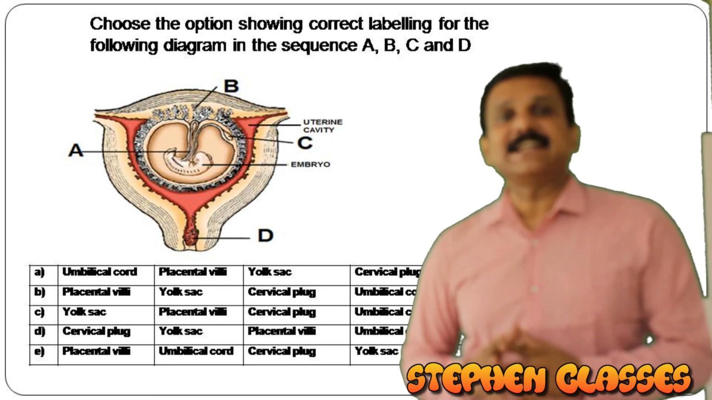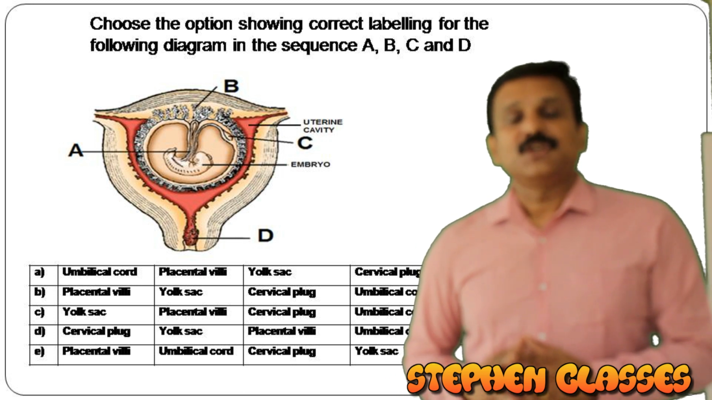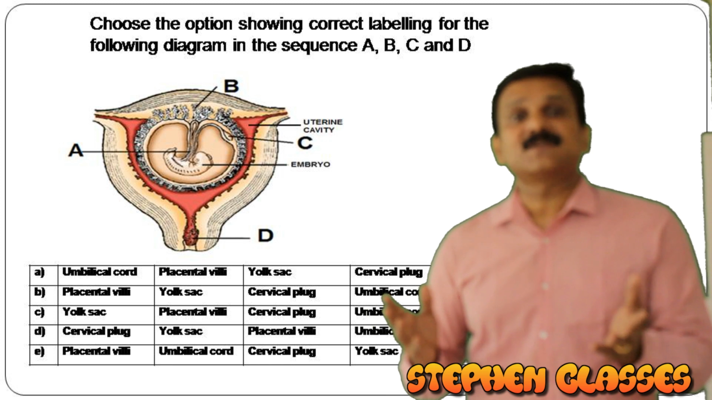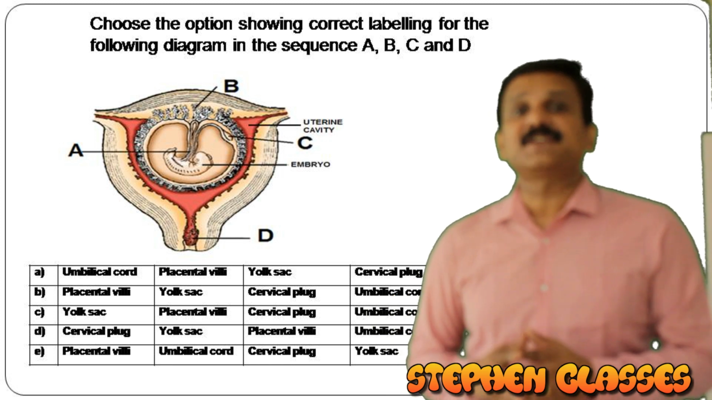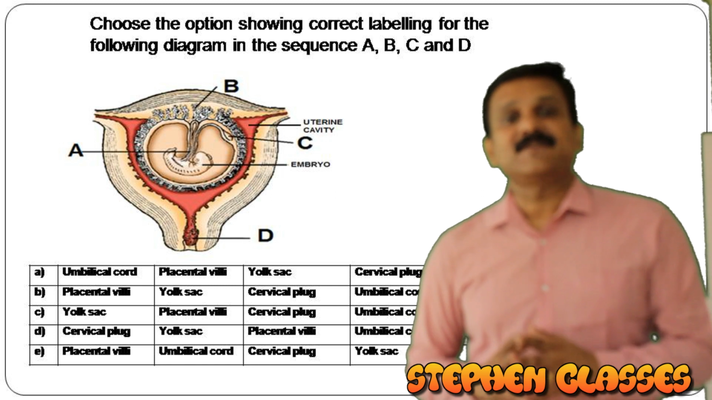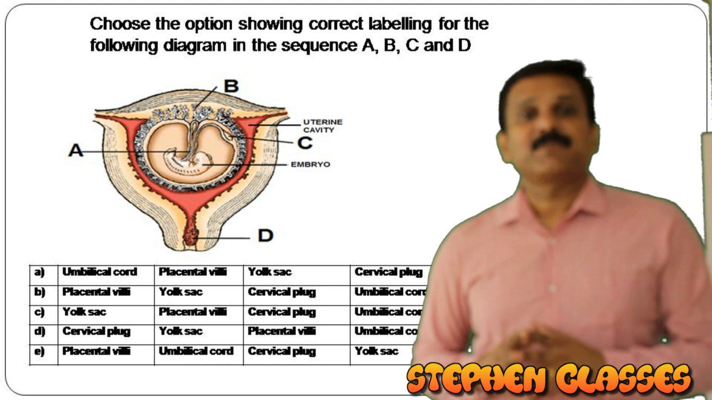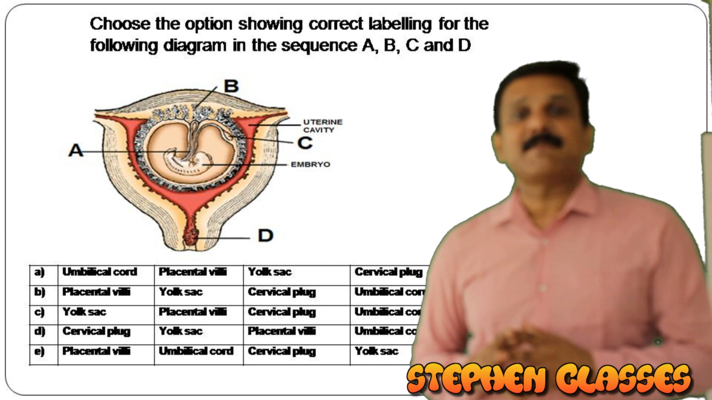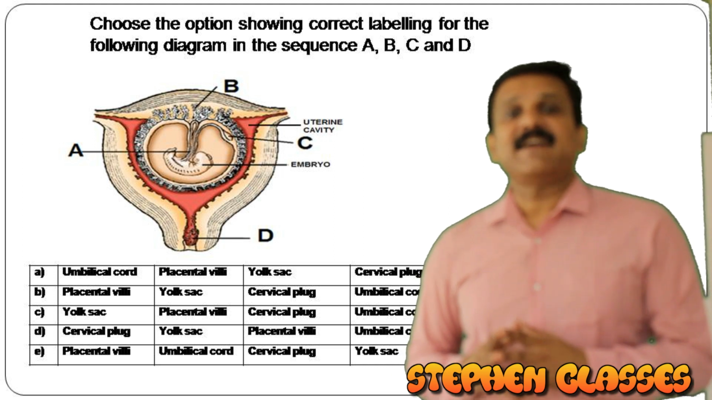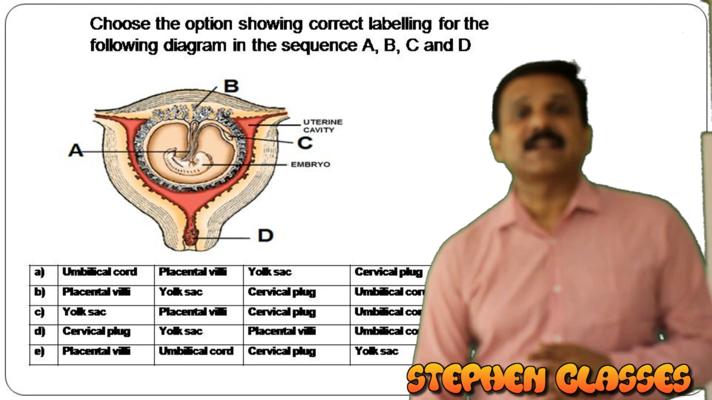This is an NCERT diagram. Remember, all NCERT diagrams are important. Some questions will be asked to identify the correct labeling, and further they will ask the functions also. So here the answer is option A. Umbilical cord is marked as A. Then the placental villi you can see as B, and yolk sac is marked as C, and chorionic plaque marked as D. So the correct answer is option A for that question.